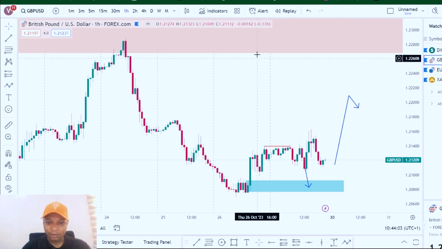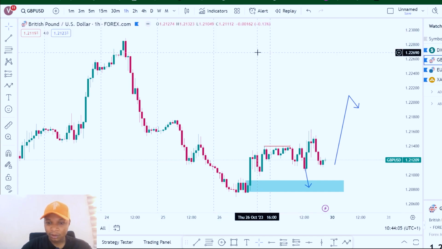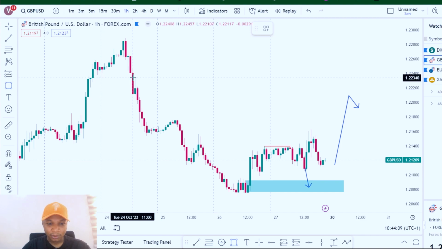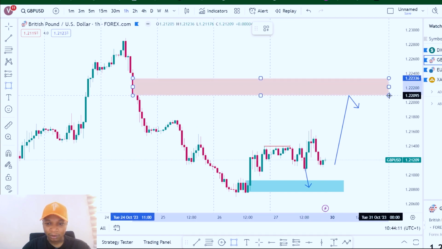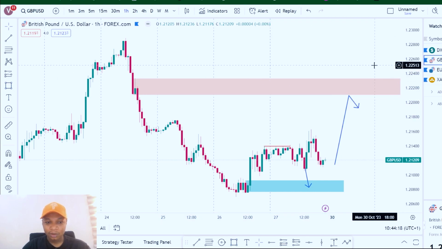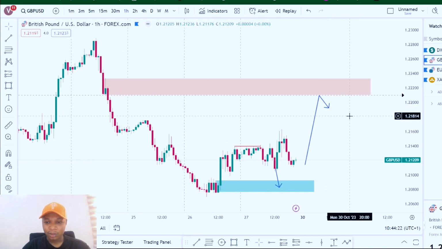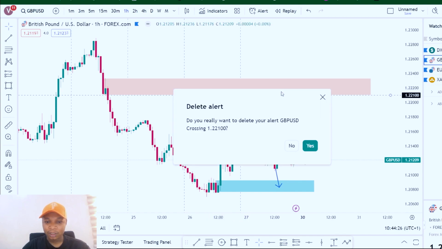So let me take this out because that's fulfilled its mission, and I'm going to show you where I expect GBPUSD to trade into this particular order block right here. Okay, so going into next week, this is my first target for GBPUSD. I expect GBPUSD to trade all the way into this level. All right, so that is my expectation for GBPUSD.